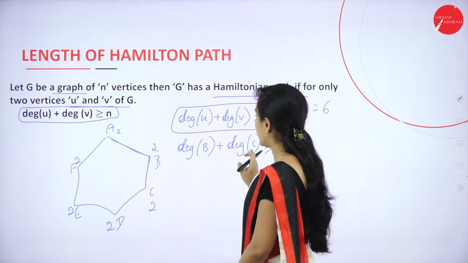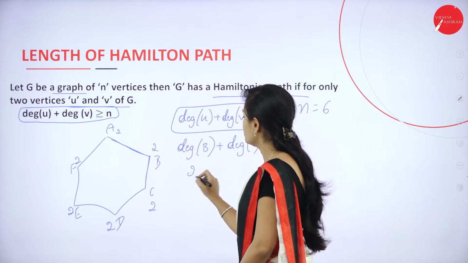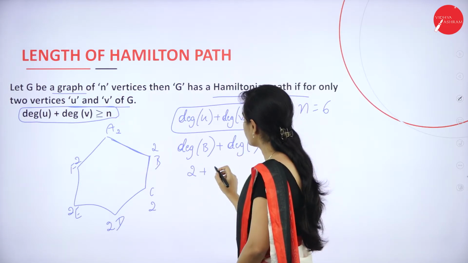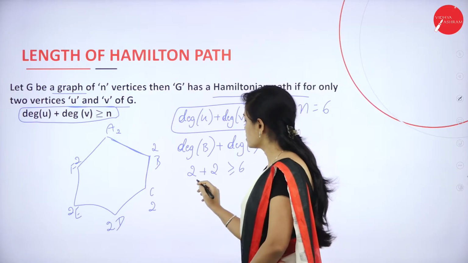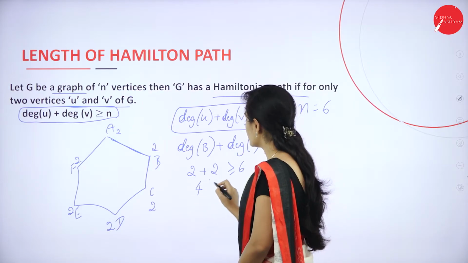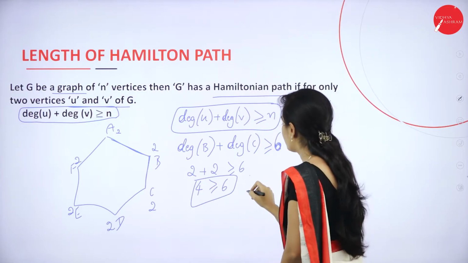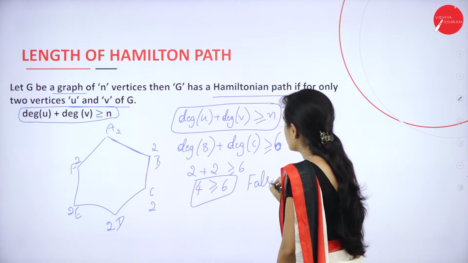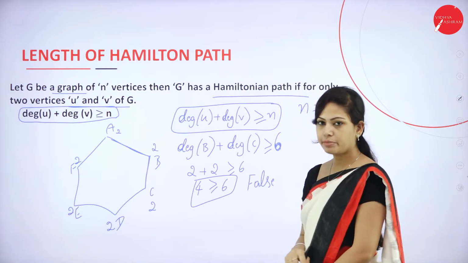So now I will add two vertex degrees. Degree of B is 2. Degree of C is also 2. Number of vertices is 6. So 4 is greater than or equal to 6. Is it true? It's false because 4 is not greater than 6. So the statement is false.